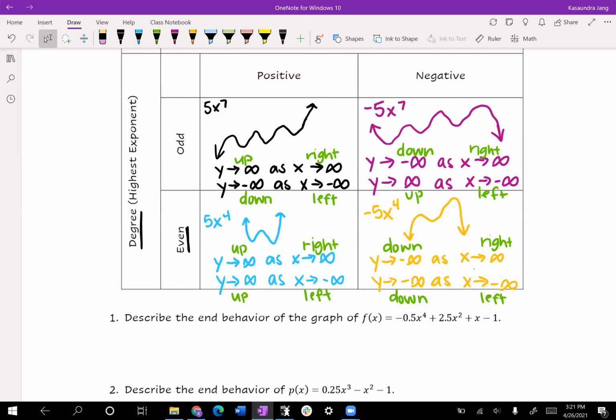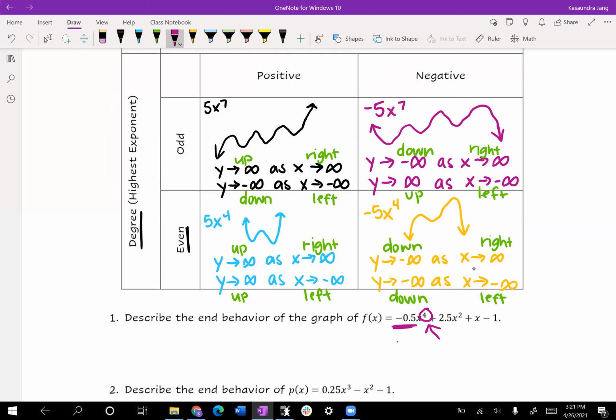So we're going to describe the end behavior of the graph of negative 0.5 x to the 4th plus 2.5 x squared plus x plus -1. So this guy right here. And really what I care about is the leading coefficient, like on my highest exponent. The highest exponent itself is a 4, and the leading coefficient is multiplied in front of that. So this is a degree 4.